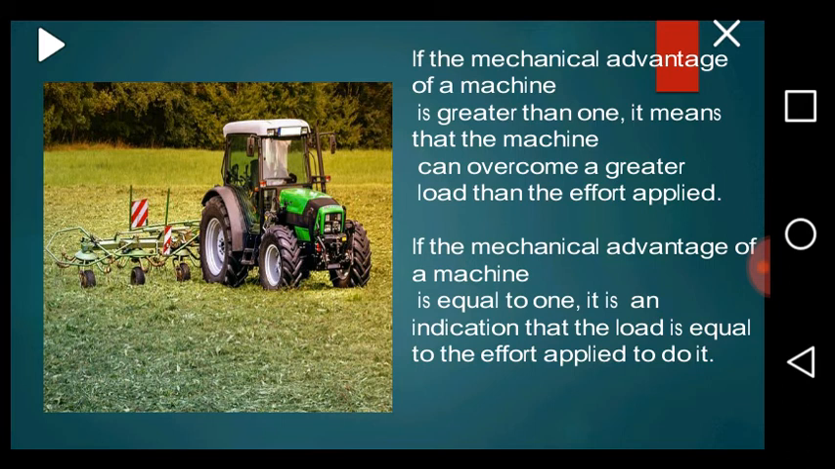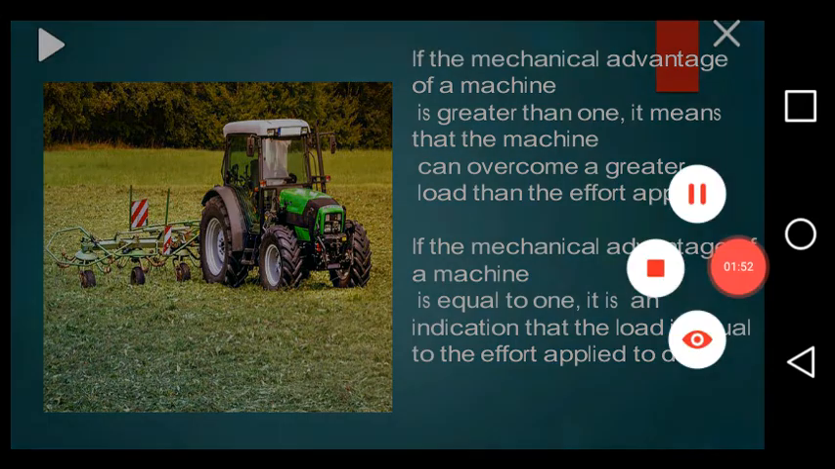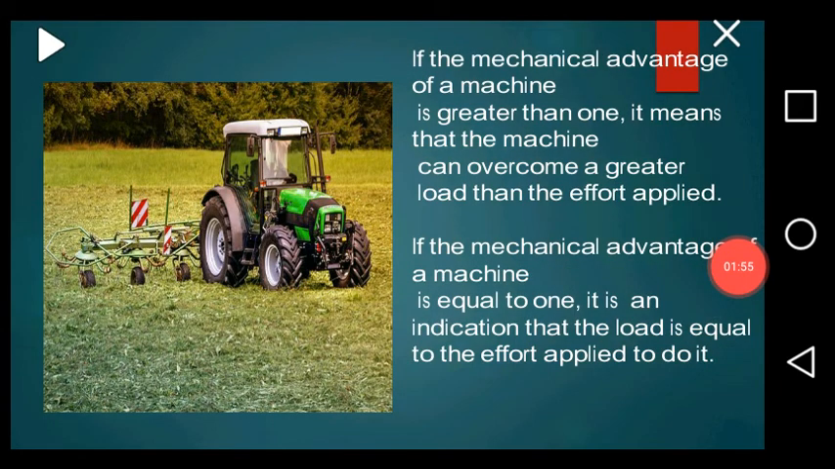And if the MA, mechanical advantage, is equal to 1, it's an indication that the load is equal to the applied effort. And if the mechanical advantage is less than 1, we have a mechanical disadvantage. It means that the applied effort is greater than the load done by the machine.